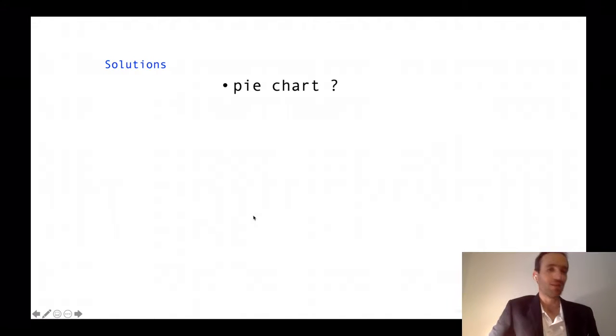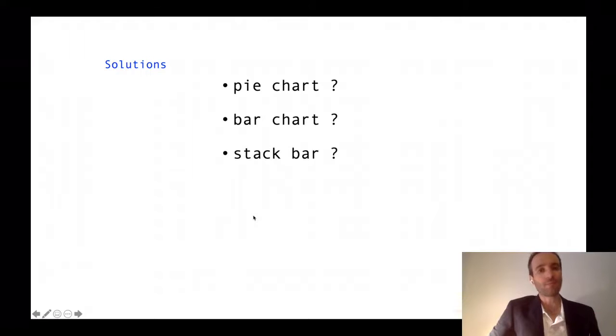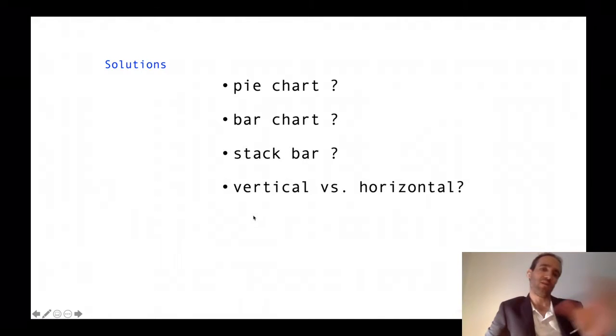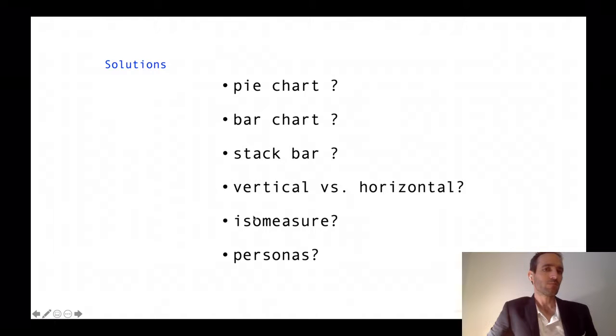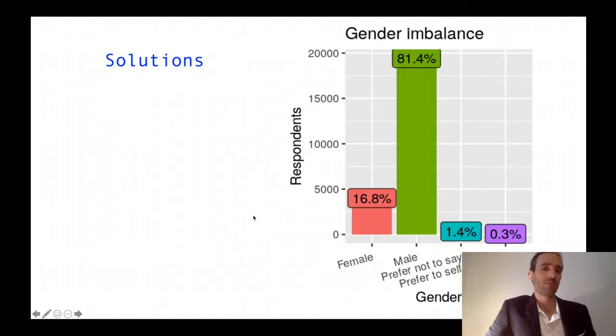So we have many options, isn't it? One way to do this is through a pie chart, or a bar chart, or a stack bar, or a vertical or horizontal, or what ISO measures, or using personas even. So which one would you choose? So if you're familiar with Python, you probably get this is the solution you get with Python pandas, the standard solution with the default parameters. And what is wrong with this solution?